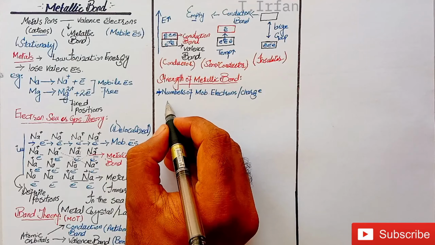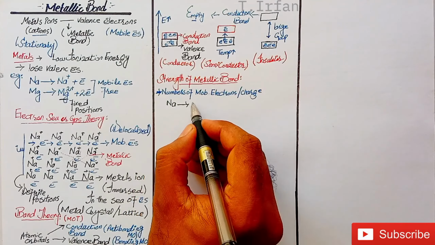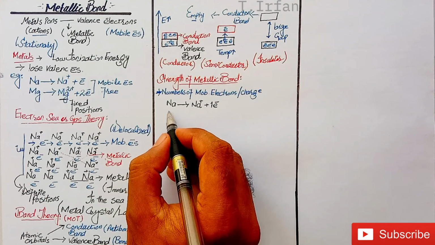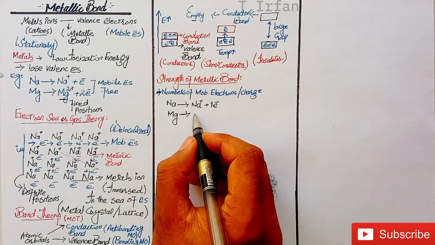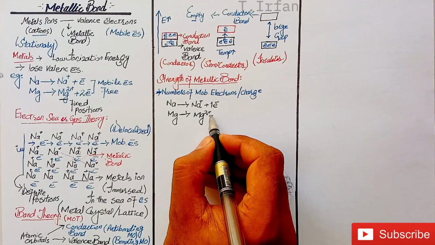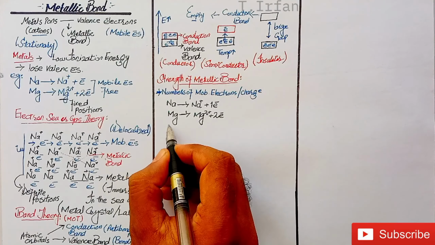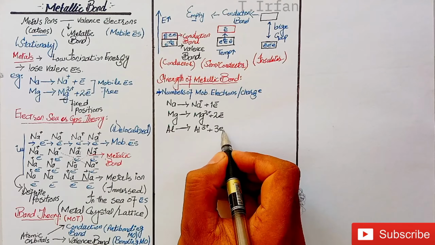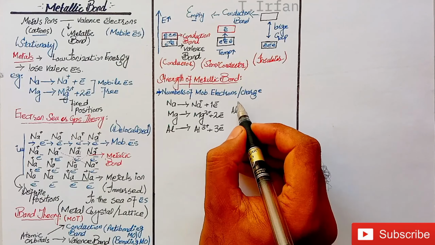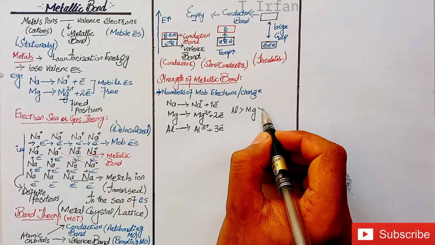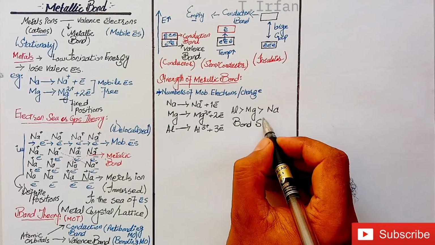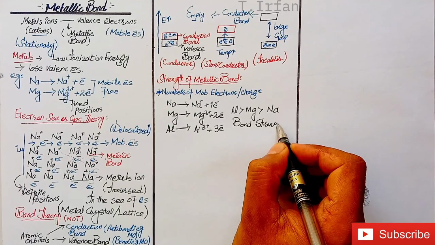For example, this is sodium, which has one valence electron, loses that electron and forms a cation. Magnesium loses two electrons and forms a cation, and aluminum loses three electrons and forms a cation. So here we can say that as the number of electrons increases, the bond strength increases. Here this is the aluminum which has the stronger metallic bond.